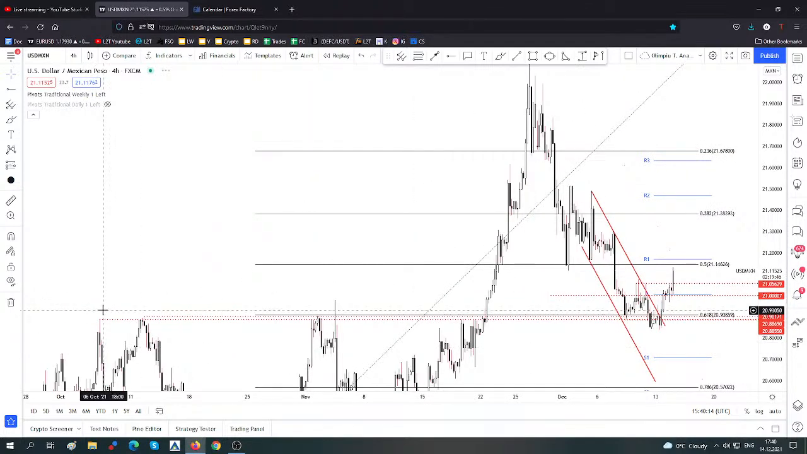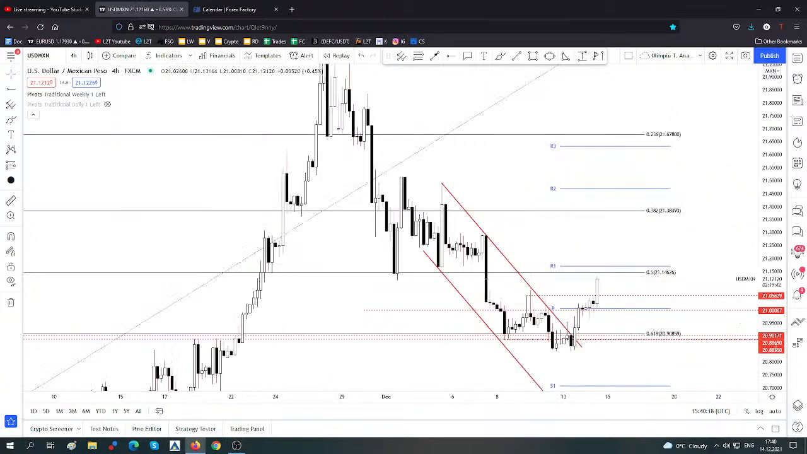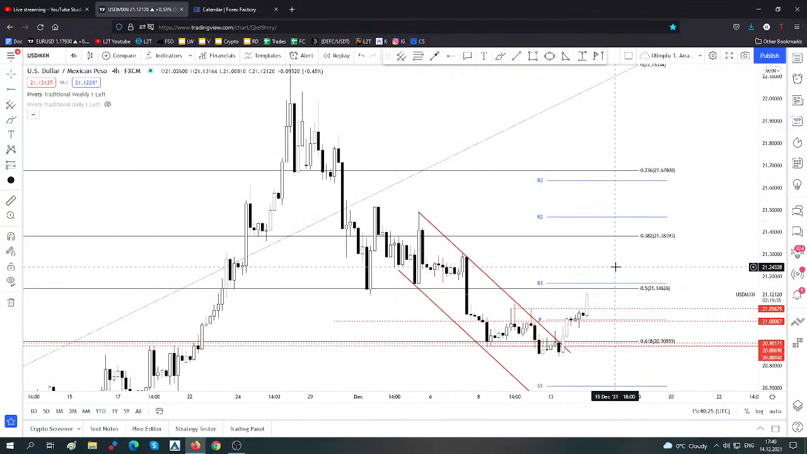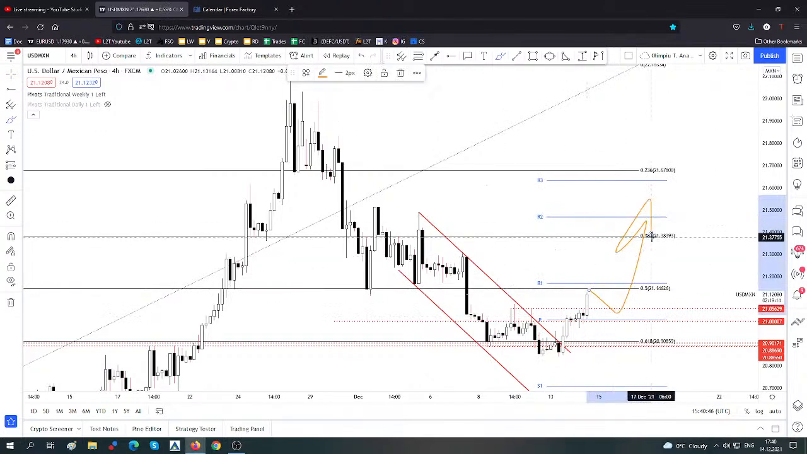Also, we had these former highs here, a demand zone, demand area. Maybe it's too late to go long right now. If you are not a VIP member, this is what you are missing, a good trade here in US dollar versus the Mexican peso. Why is it too late? Maybe because the price will hit the 50% retracement level, 21.146, which is seen as immediate resistance, also the R1.